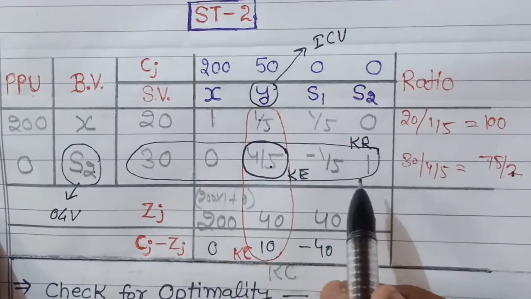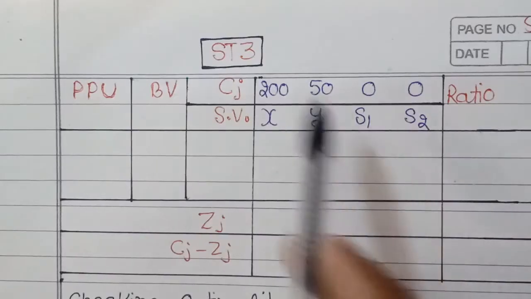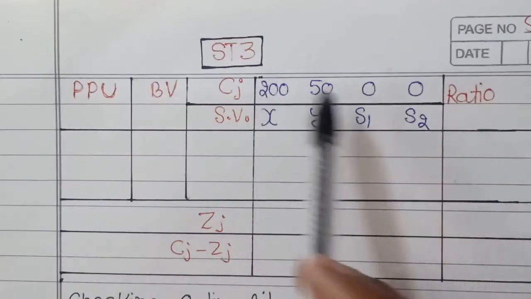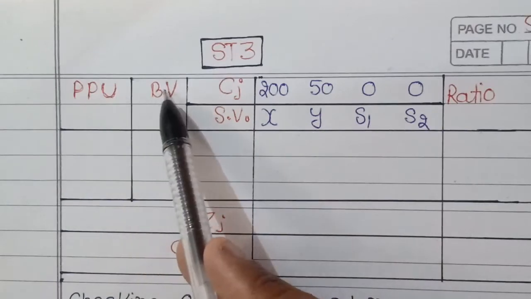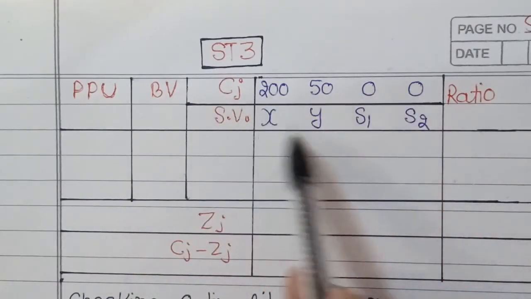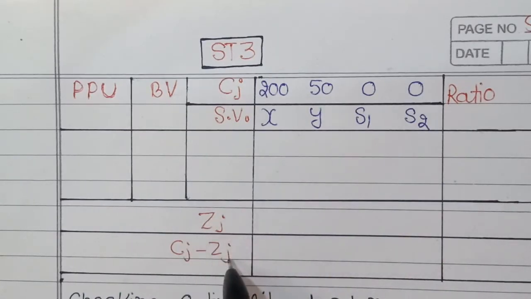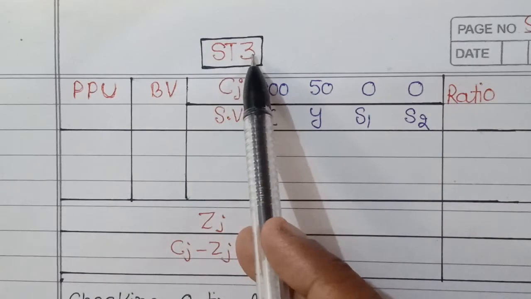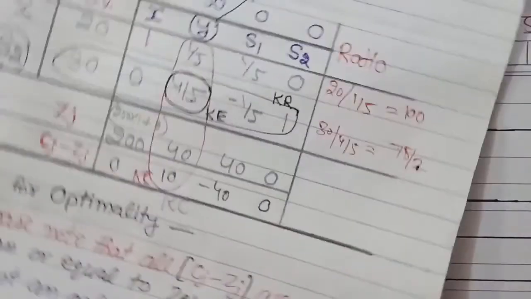So now let us draw the simplex table 3. Now you will see that this is the format of simplex table 3, and this is initially similar to all other tables. So this is PPU, BU, CJ, SV. Here this will remain the same again. This is the ratio, and this is Zj, this is Cj minus Zj. Now we have to use the simplex table 2 to draw the simplex table 3.